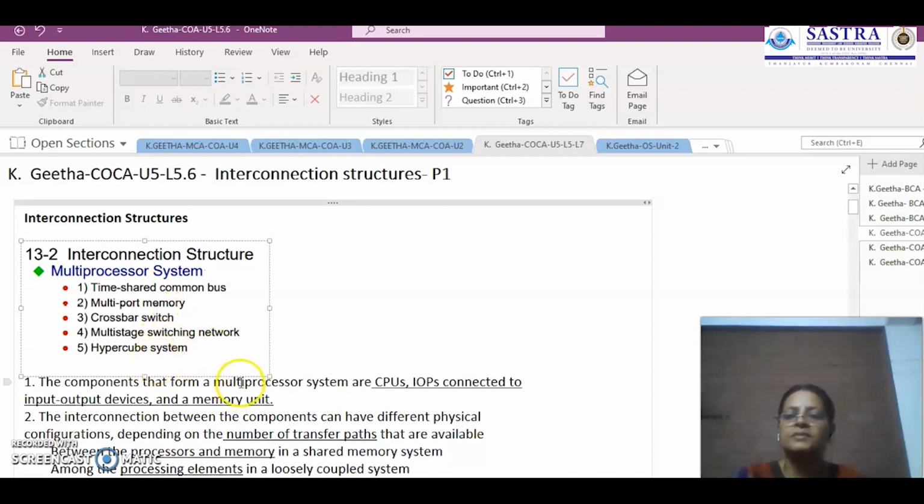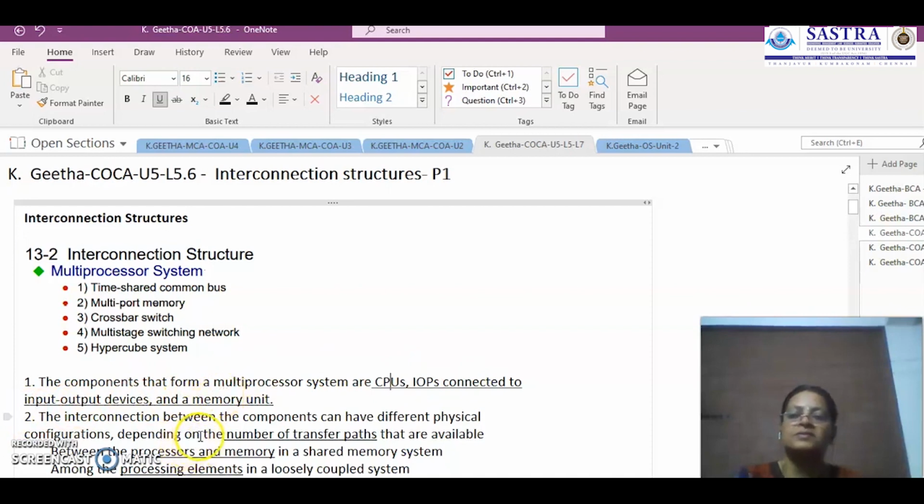So in a multiprocessor system, we have the CPUs and the IO processors, which are connected to the input-output devices and the memory unit. These are the components, and we have to connect all of them. We can have multiple processors, and there could be some dedicated input-output processors. They are different from the CPU in a way that the CPU is meant for processing, and the IO processors are meant for taking care of IO activities. There could be multiple CPUs, and similarly multiple IO processors, and these are responsible for transferring information between the input devices and the memory. So they will be connected to the input-output devices and the memory unit.